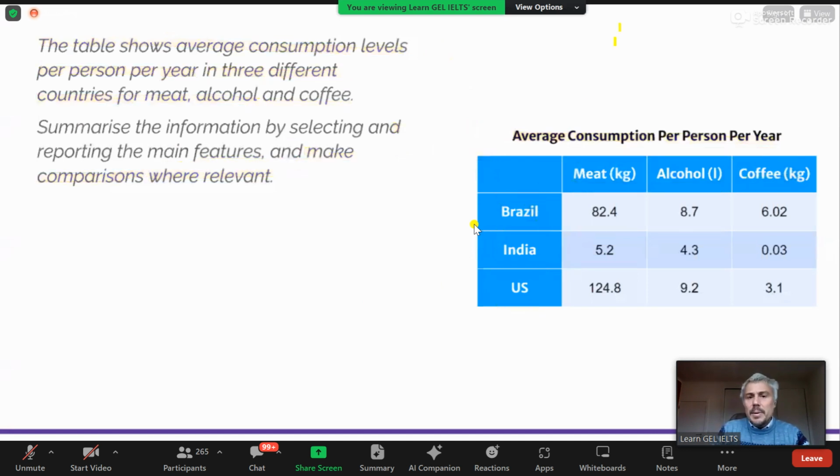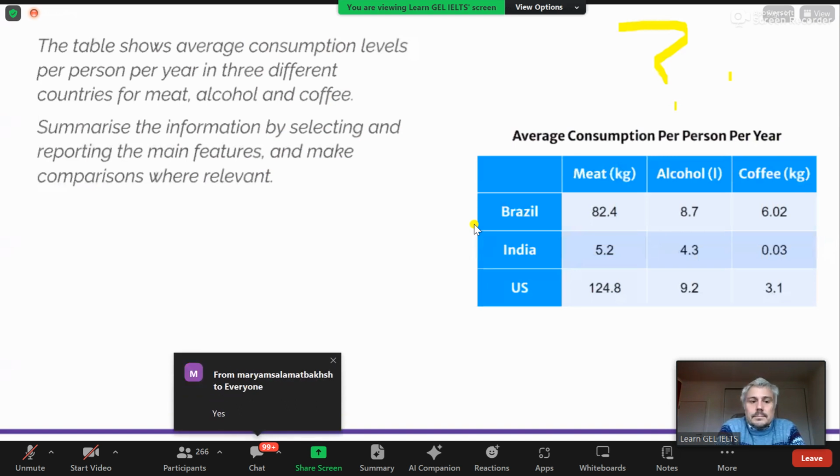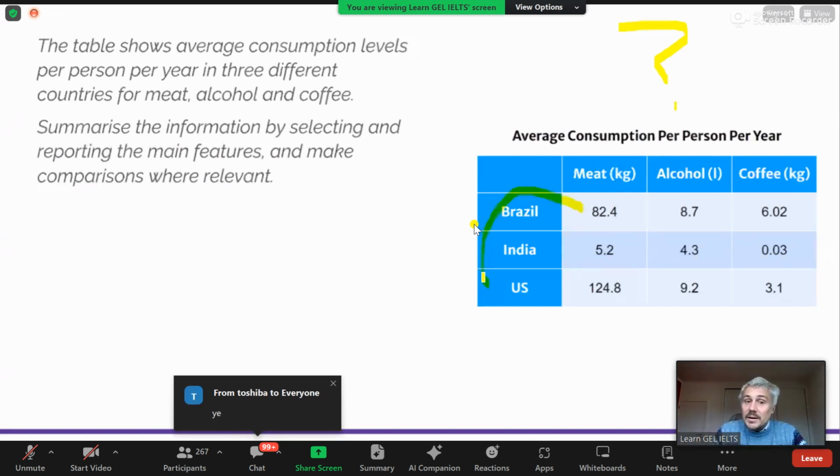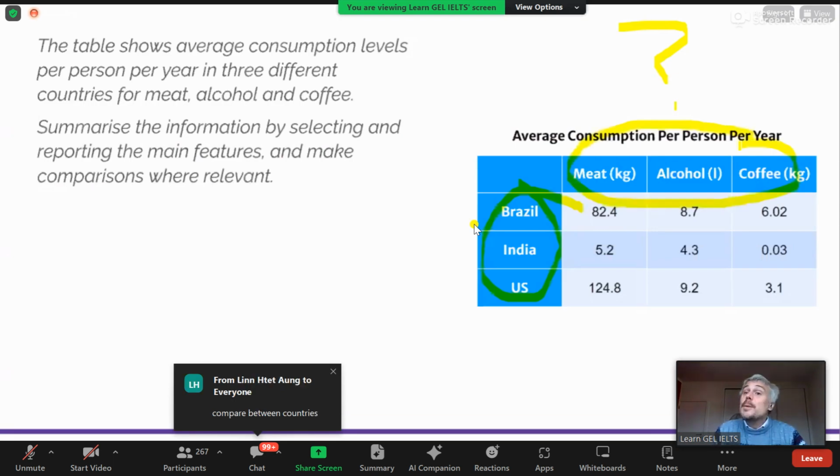Can we make comparisons using this table? Yes or no? Is it possible to make comparisons? Yes, it is, everybody. In tables, we do not have change over time. So comparisons is the most important thing. We need to compare the countries or compare the products as well.